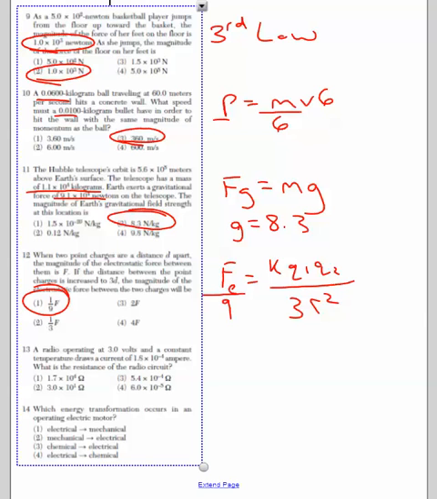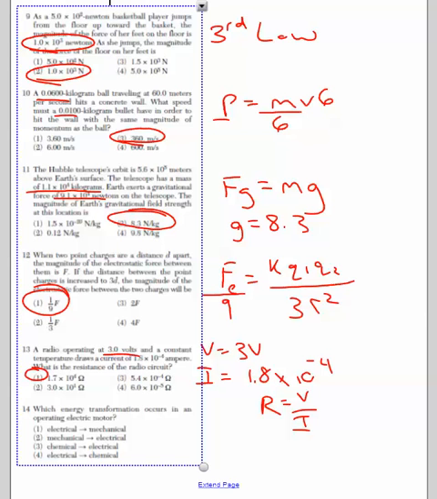This is just a straightforward plug and chug using Ohm's law. We have V of 3 volts. We have I of 1.8 times 10 to the minus 4. And we know the resistance is equal to V over I. So if you plug those two in, you should get 1.7 times 10 to the 4th ohms.